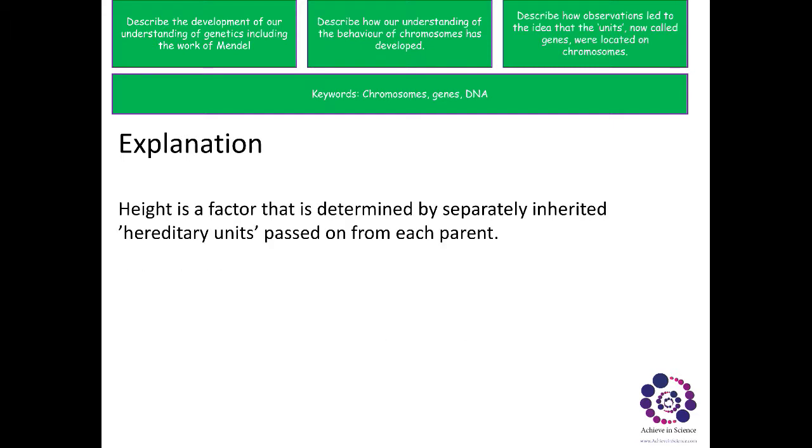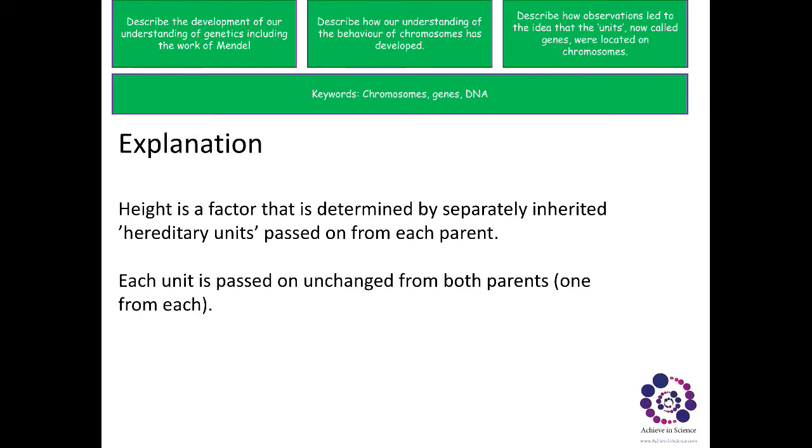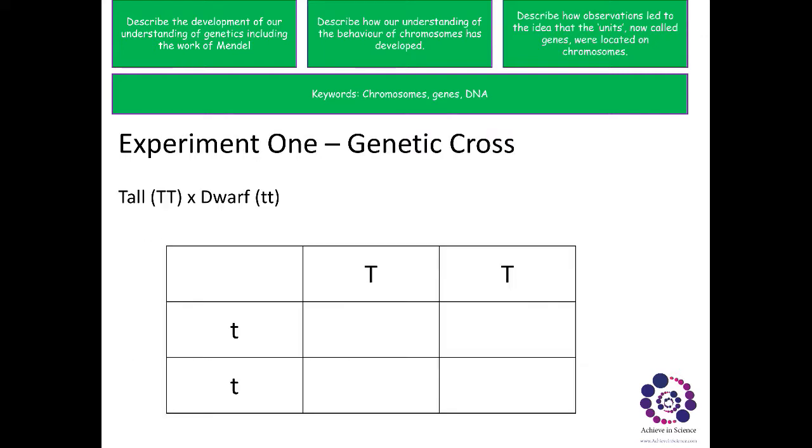Well, he began to explain this, and he explained it as height was a factor that was determined by separately inherited hereditary units passed on from each parent. Each unit is passed on unchanged from both parents, one from each. One is dominant and one is recessive. We can see this via a genetic cross.